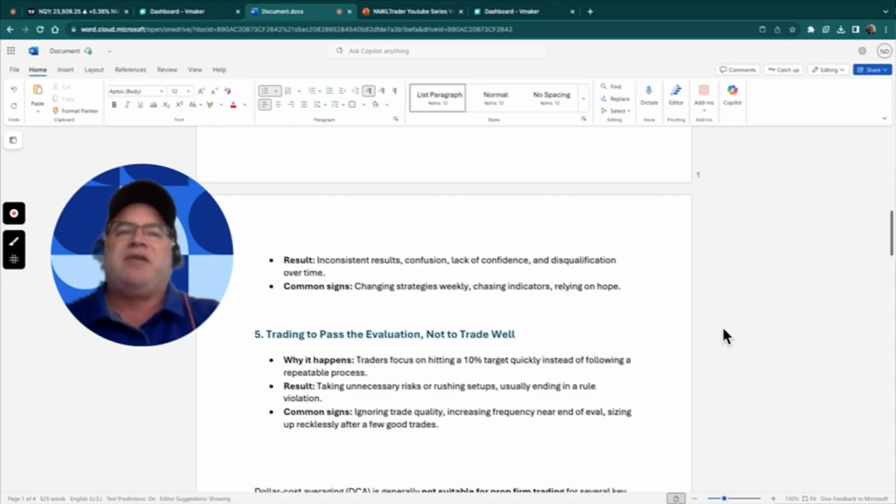Okay, so those are the 5 reasons. Traders focus on hitting the 10% target quickly instead of following a repeatable process. That's why it happens. You take unnecessary risk in rushing setups. Usually you end up in a rule violation and you get in trouble on these prop firms. And then all of a sudden, you just catch yourself and you're like, why?